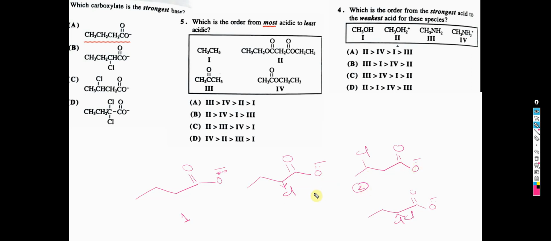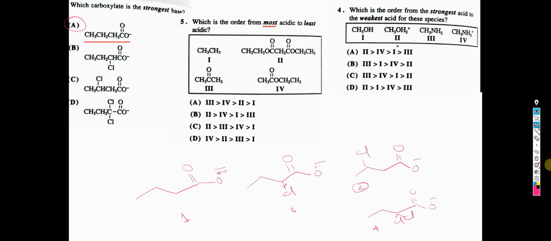So that is second most basic. This one is going to be third most basic, and this one is going to be the least basic. Okay, so the order of basicity is 1, 2, 3, and then 4. Therefore option A is the right answer.